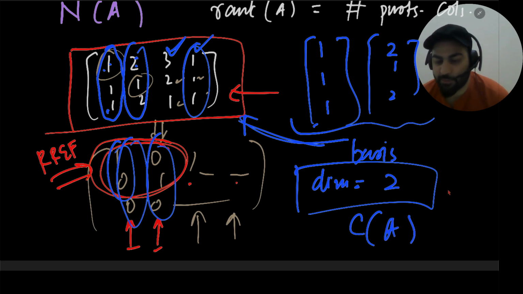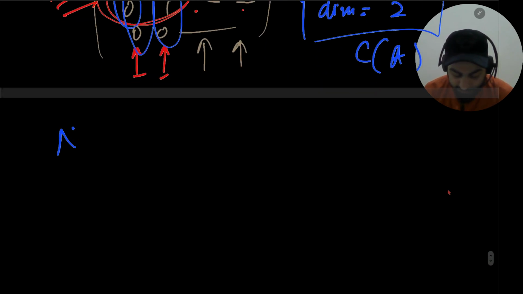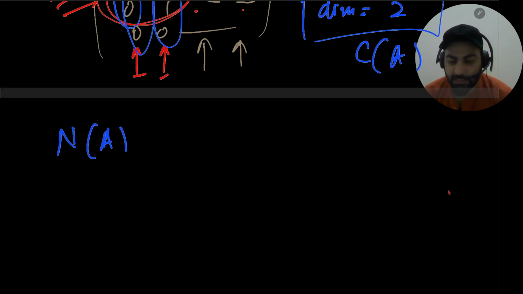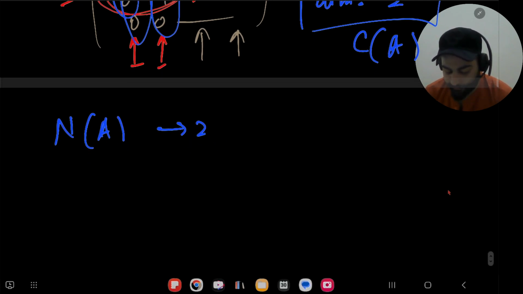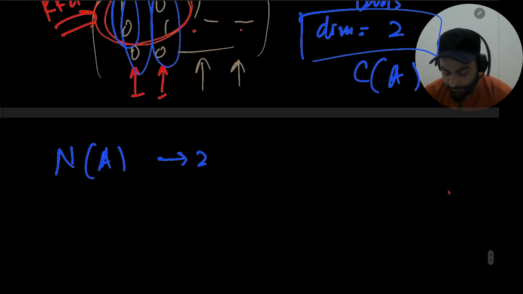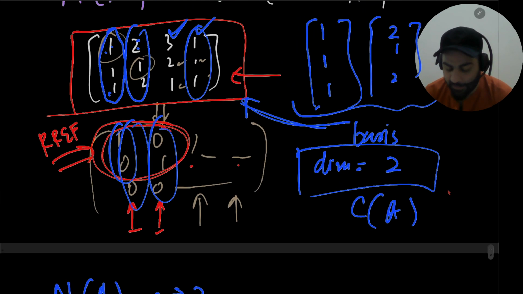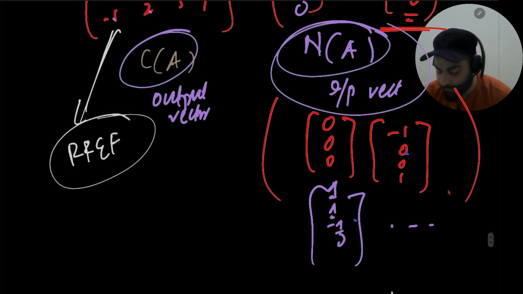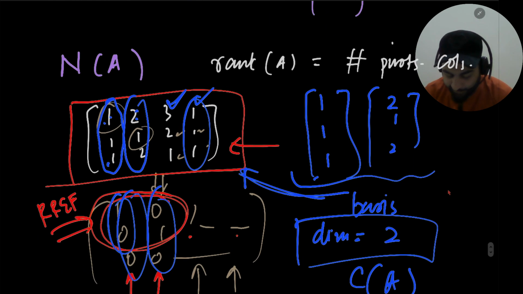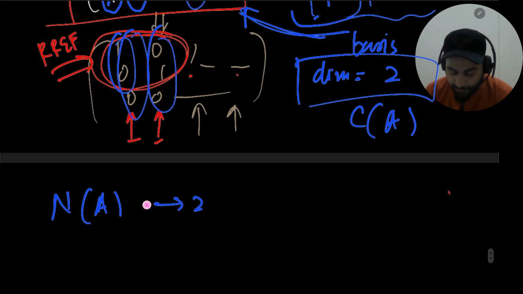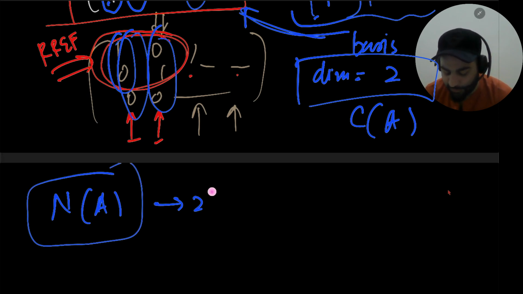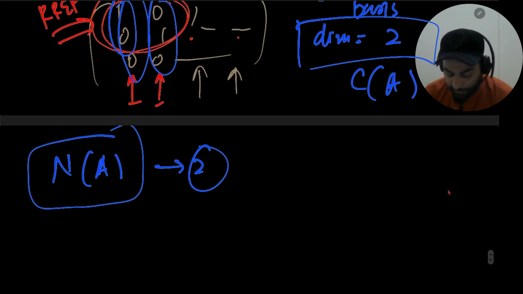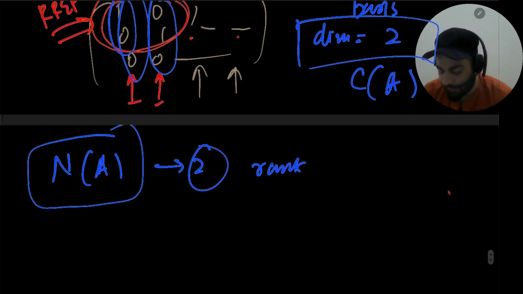So if I say column space of A, now we have N(A), which was our null space. It had dimension 2. Why? Because in order to get any of these vectors, I have two free variables and I have two pivots, so I can get anything from the null space. So 2 is the rank of this matrix, and 2 is also the number of pivot columns, and this is also equal to the dimension.